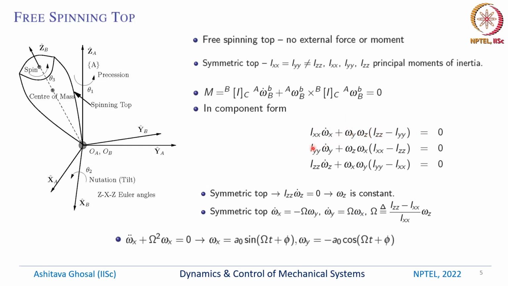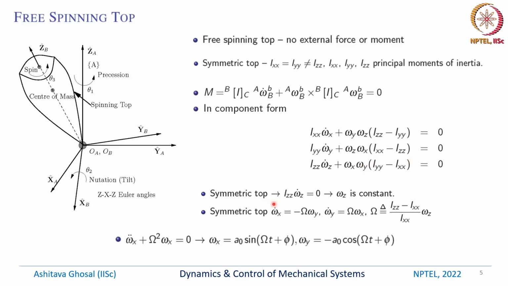Likewise, we will get another equation which is Iyy into omega y dot plus omega z omega x into Ixx minus Izz equal to 0. And the third component of this vector equation is Izz into omega z dot plus omega x into omega y into Iyy minus Ixx equal to 0.